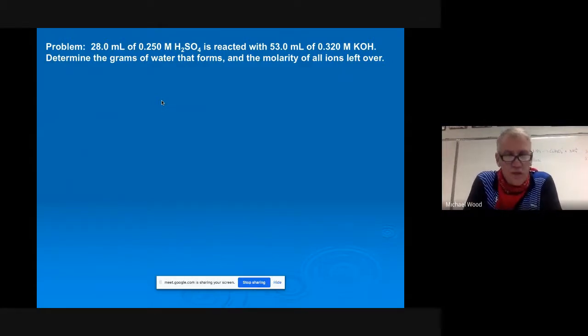Okay, so if you break this down, 28 mL of 0.25 molar H2SO4, and I'm going to write this all out, is reacted with 53 mL of 0.320 molar KOH. Determine the grams of water that forms. Now that is not an easy question, but it probably could have been done in first year chem, a really, really hard problem in first year chem. But then the second part, calculate the molarity of all the ions left over. That we did not do in first year chem.